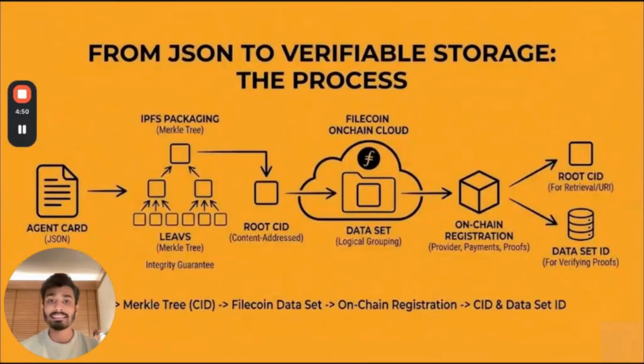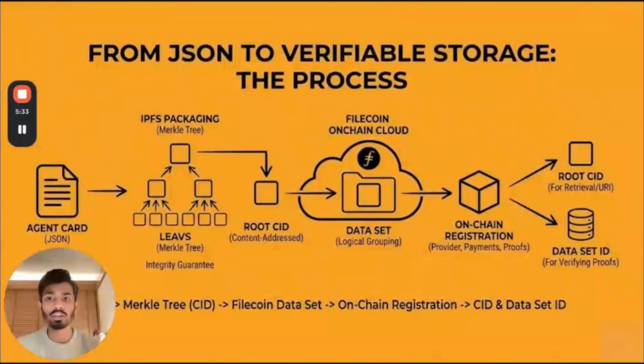The same content then gets submitted to a storage provider on the Filecoin network, and in the Filecoin on-chain cloud, your file becomes part of what's called a dataset, a logical grouping of pieces that will be stored and proved by the provider. The dataset gets registered on chain with all the relevant parameters: which provider is responsible, how the payment works, and when the proofs need to happen are all part of it. The upload returns several pieces of information, but the two that you really care about are the root CID for IPFS retrieval and the dataset ID for checking your storage proofs later.